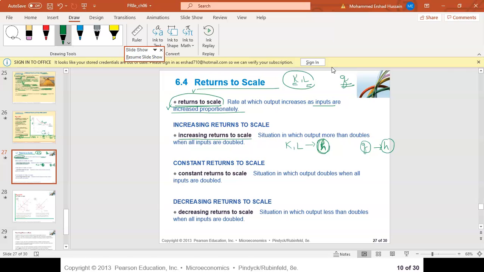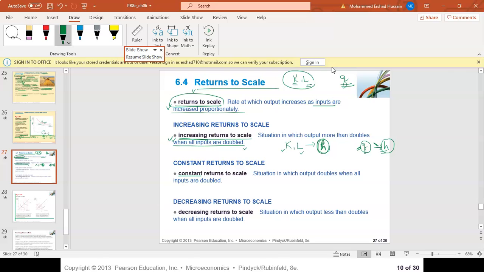If output increases by more than H, we call that increasing returns to scale. Let us define it another way. If capital and labor both double, that is, the use of capital and labor increases by 100%, and output increases more than double, we have increasing returns to scale.